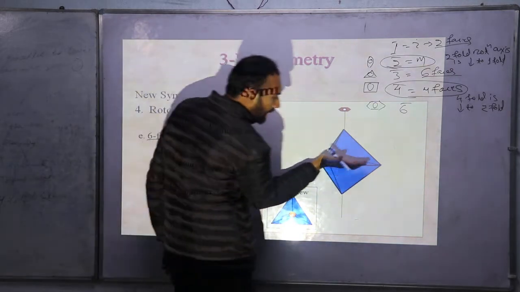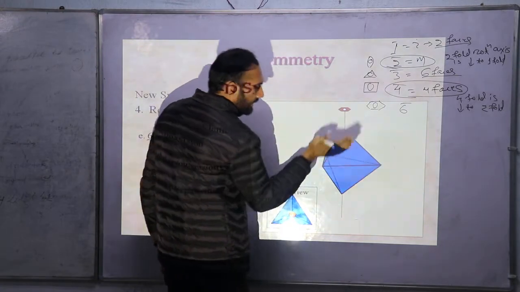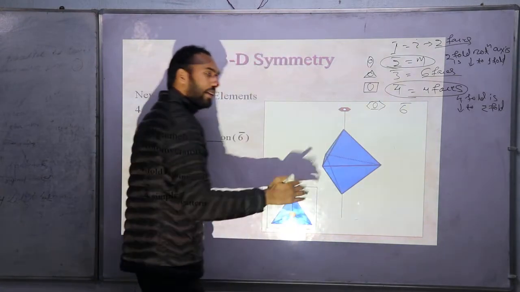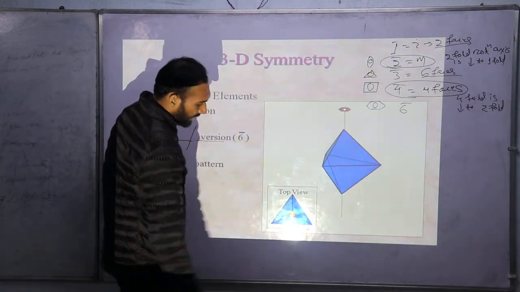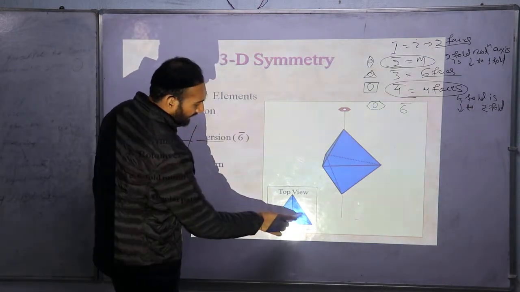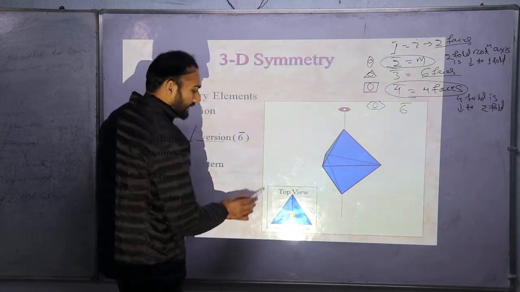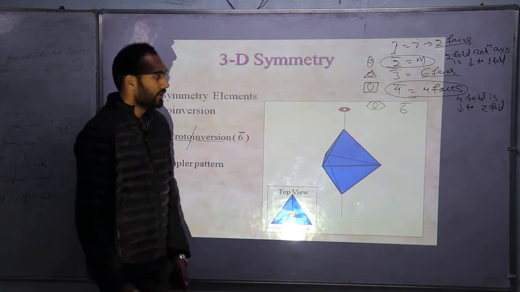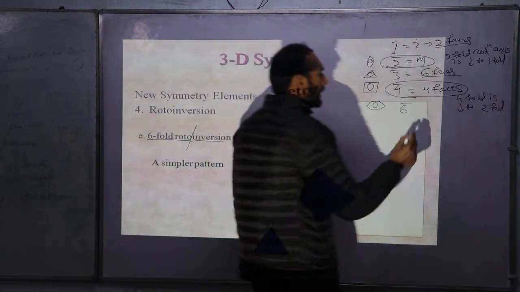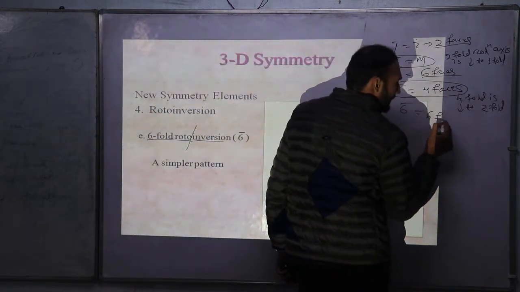If I pass a mirror plane here, then the upper part and lower part will be mirror images of each other. If you see from the top, that will appear like this: first face, second face and third face. Below first there is a mirror image, below second there is a mirror image, below third there is a mirror image. So in 6 bar we are getting 6 faces.